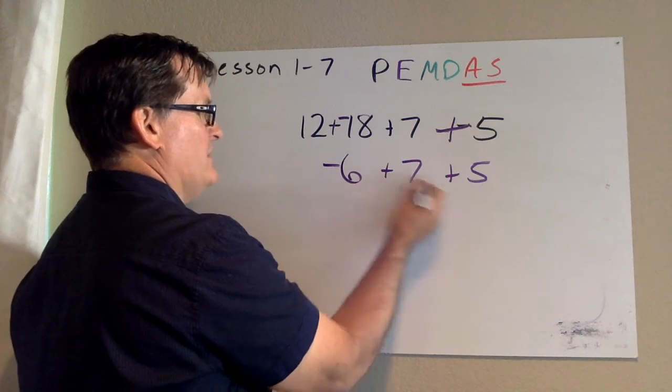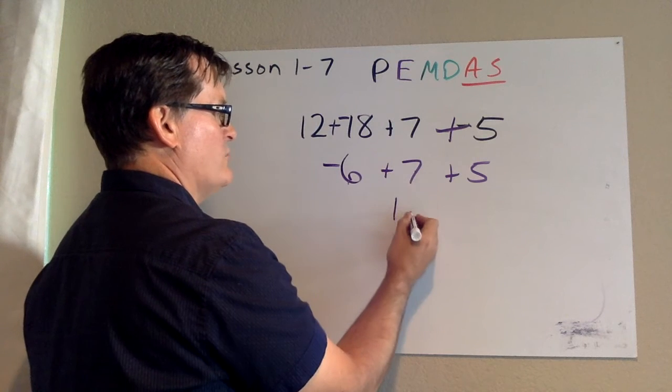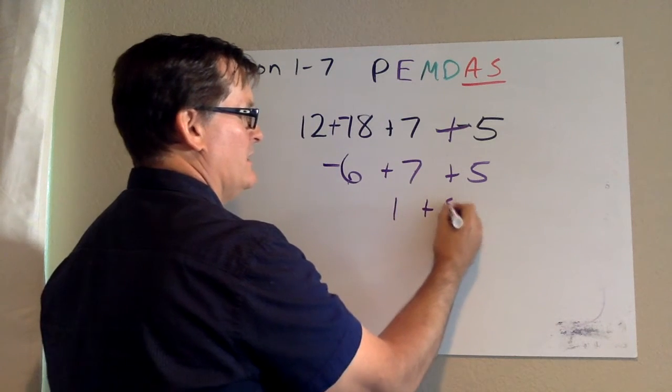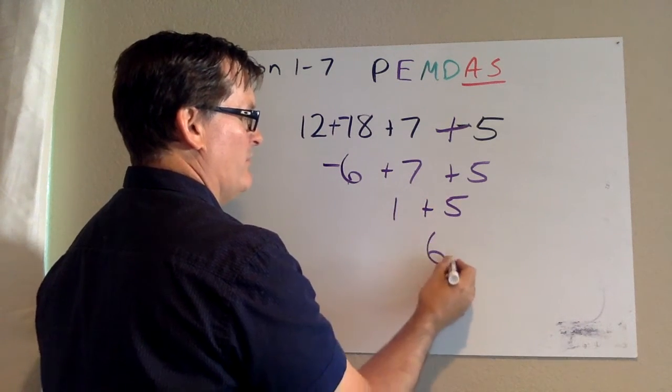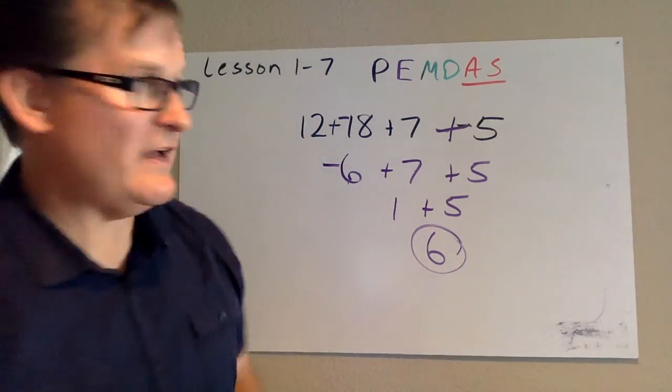Now I deal with the next two, left to right again, negative 6 plus 7. Now the difference is 1. 7 is more powerful, so it's positive 1 plus 5. 1 plus 5, we've always known for a very long time, is 6. So 1 plus 5 is 6.